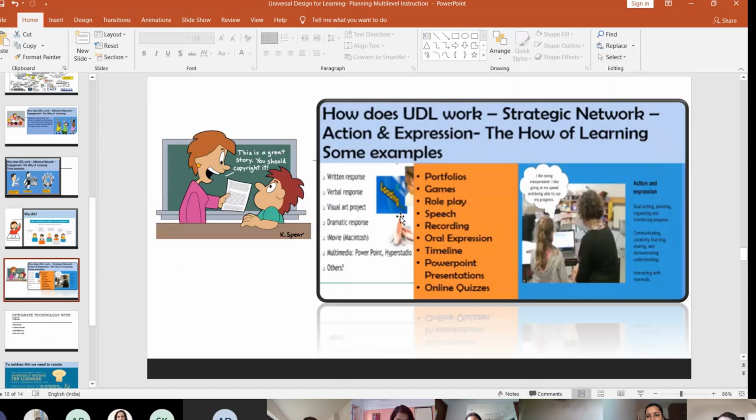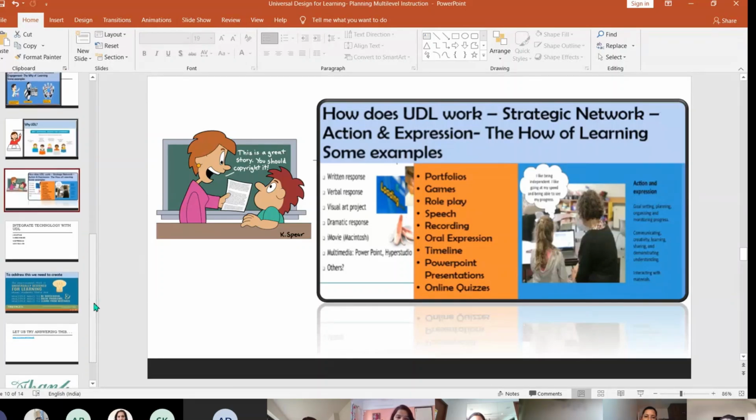Here we come to this point, how does UDL work? Action and expression, the how of learning. Now there are some examples. Some children are very proactive. They will answer you as and when you put up a question. Some of the students are always the first one to answer. So how can we differentiate for those who are not answering, what about them?